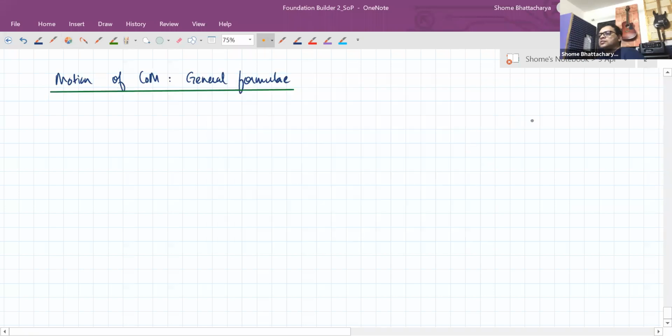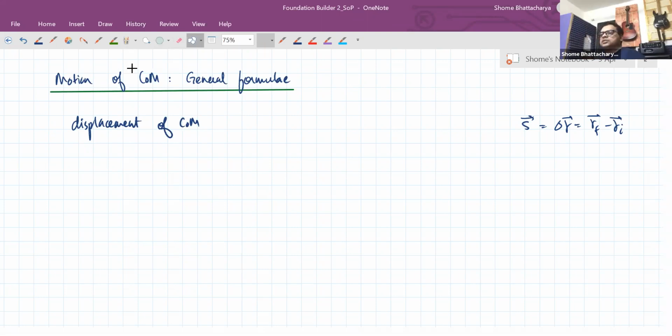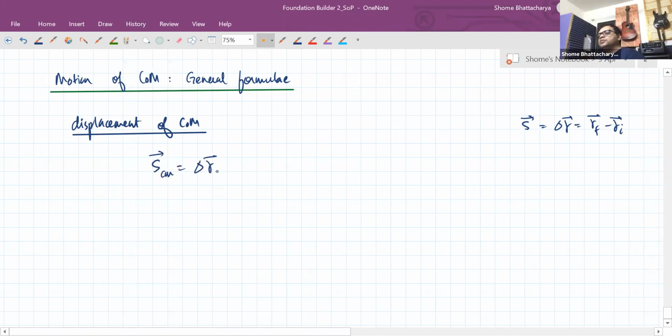So in kinematics, we have a formula that displacement is equal to change in position. It is final position minus initial position. So here we will calculate displacement of center of mass by using this same kind of formula, but by applying it to the position of the center of mass. So displacement of the center of mass should be the change in the position of the center of mass. Now earlier we had seen the position of the center of mass for a discrete particle system is given as summation mr divided by summation m.